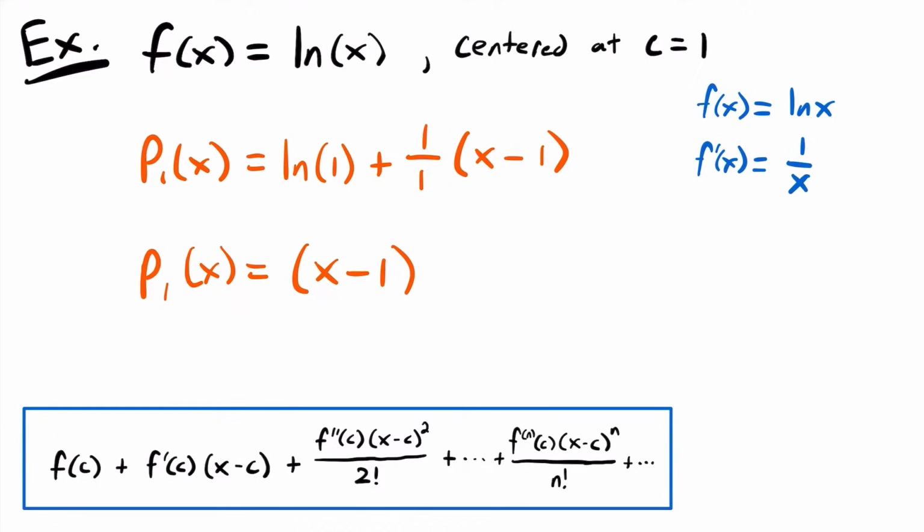Now if we want to find the second degree Taylor polynomial, we'll have capital P sub 2 of x is equal to all of the terms of our first degree Taylor polynomial. So we're going to include x minus 1, but then we're going to add the next term from the Taylor series, where n would equal 2. But in order to write out that term, we need to know the second derivative of our function. So let's find that.